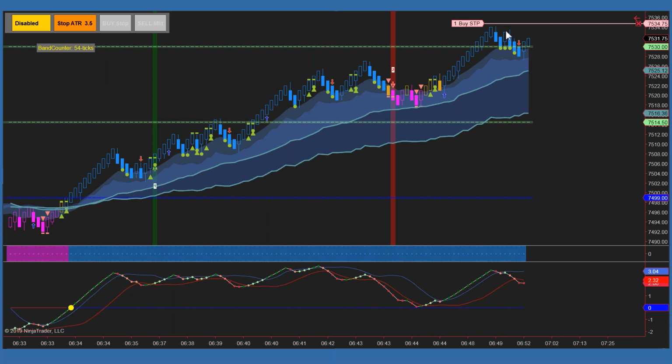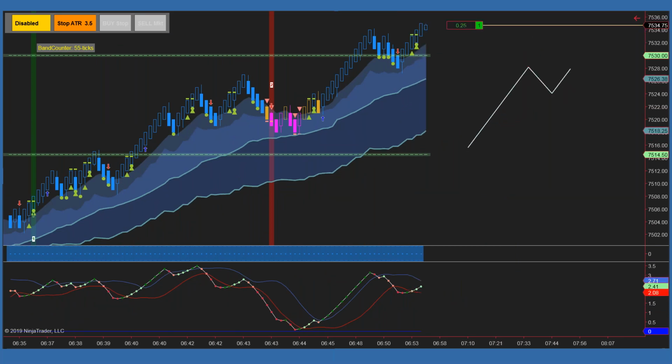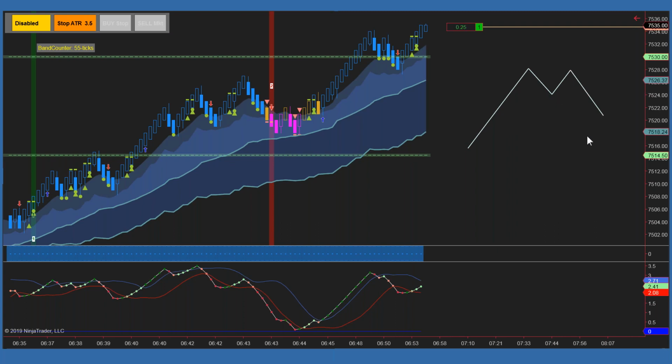If it fails at this point, if it fails to go higher, then there's a very good chance it will start to go lower. So we're going to see that test of the extreme where the market tries to retest the highs and fails. It looks like this. It's your typical 1, 2, 3 top or bottom.